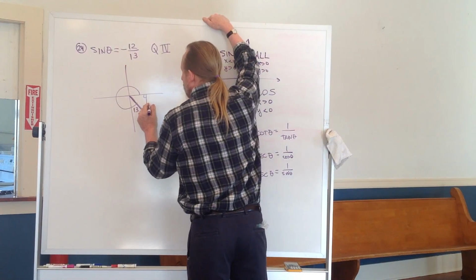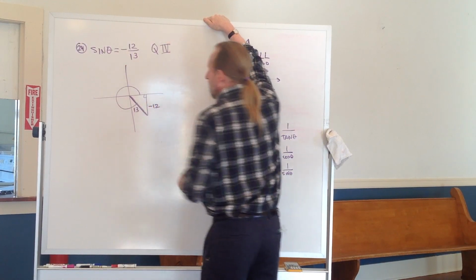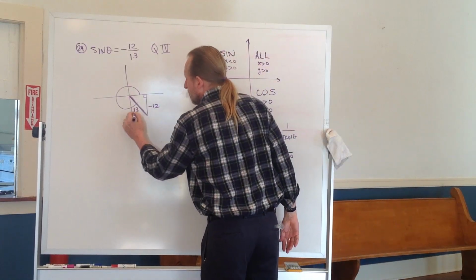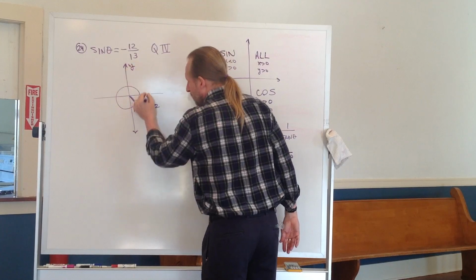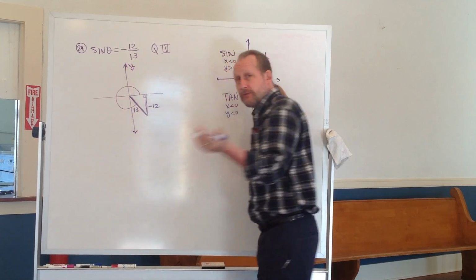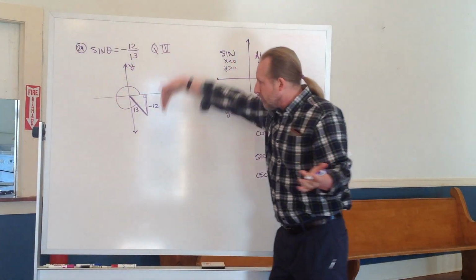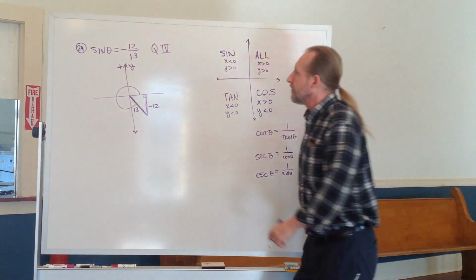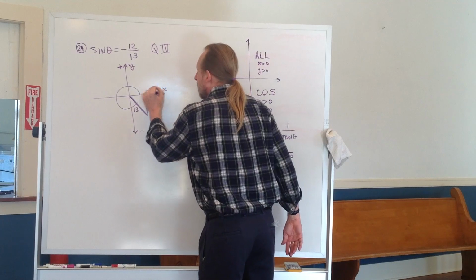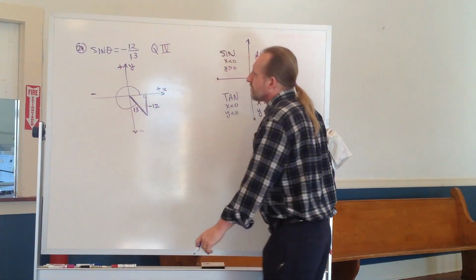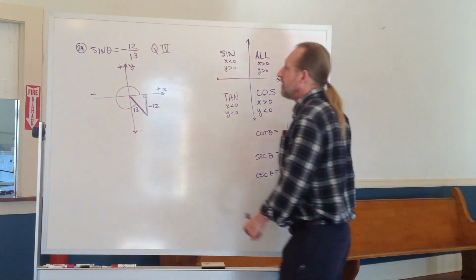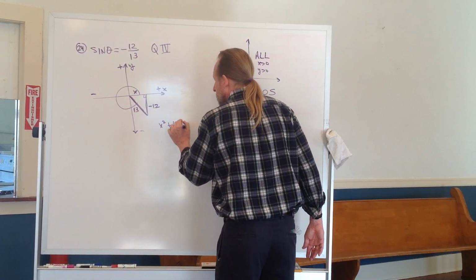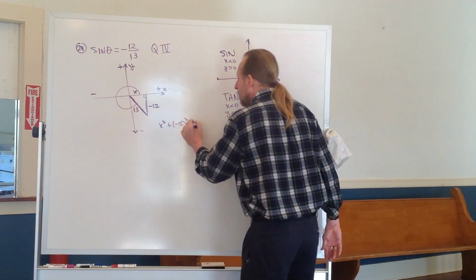The negative 12, which represents the side opposite, will take the negative sign because this line represents the y-coordinate. The y-coordinates down here are negative, up here they're positive, and so forth. Over here, the x-coordinate is positive, and we need to find out what that is. So we'll say x squared plus negative 12 squared equals 13 squared.